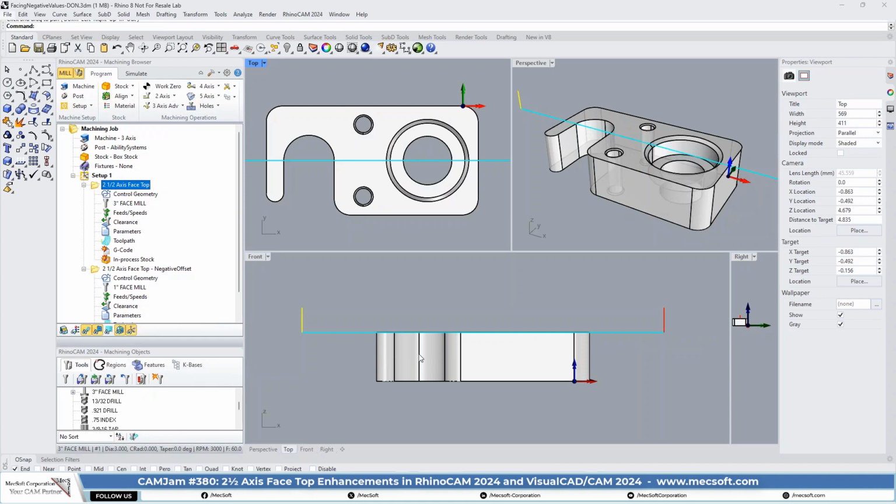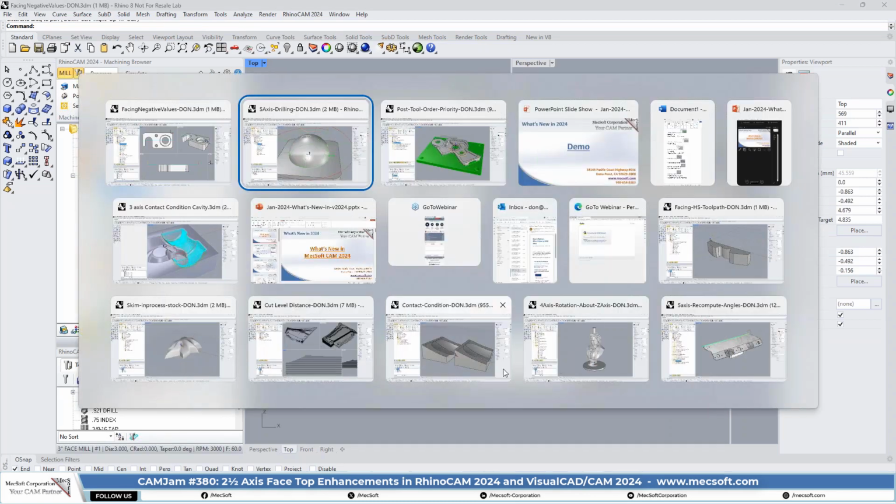So we did the laser tools, we did the negative offsets. Let's take a look at some 3-axis enhancements. The first one we're going to look at is high-speed machining and facing. So let's take a look at, where is it? Over here.